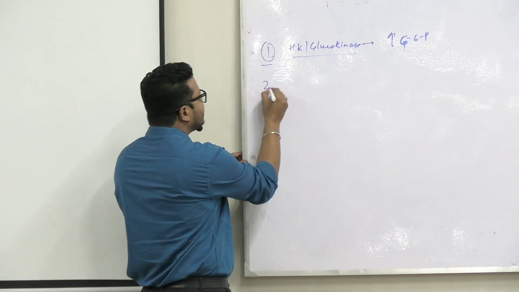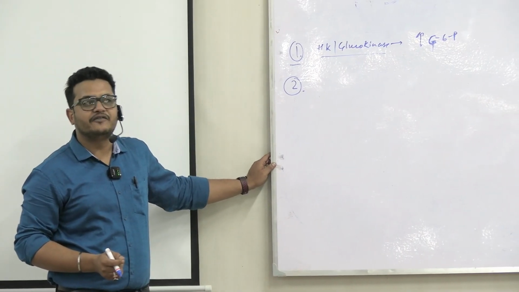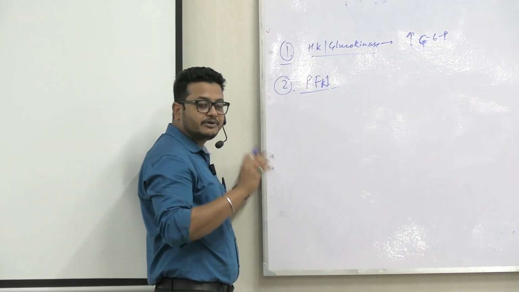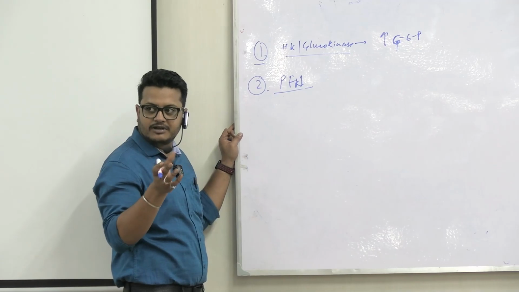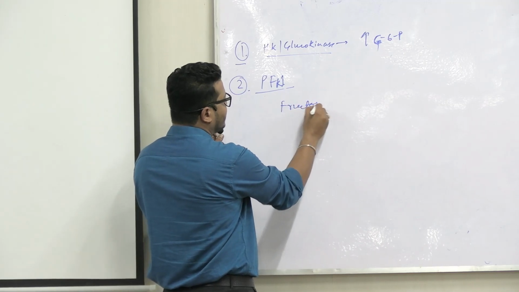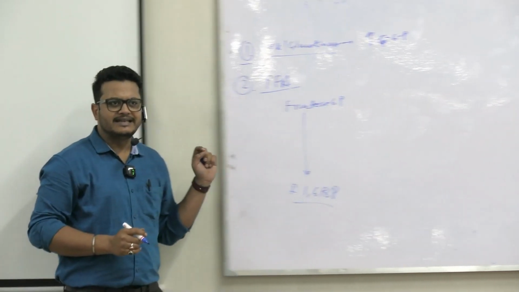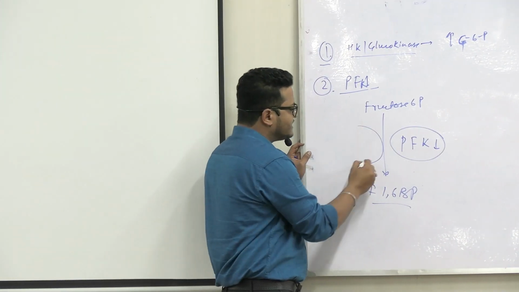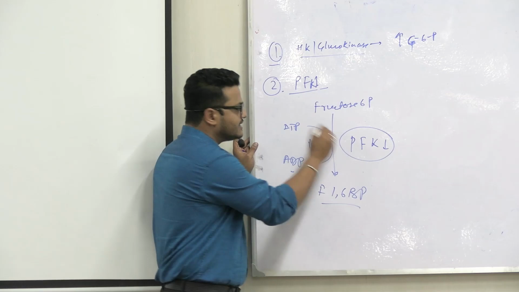Now coming to the most important, the bottleneck of glycolysis, the rate limiting step of glycolysis, that is PFK1, phosphofructokinase 1. Listen carefully, here there is hormonal regulation also, that is covalent modification, and allosteric regulation also. Both are going to happen together. The reaction is fructose 6-phosphate converted into fructose 1,6-bisphosphate by the enzyme PFK1. This enzyme requires a molecule of ATP, converted into ADP, and we require Mg2+. Yes or no?